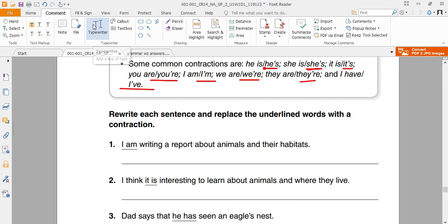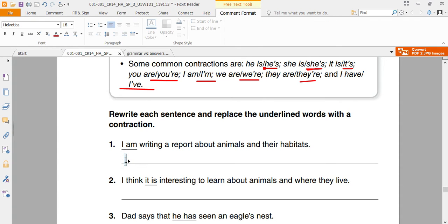I am writing a report about animals and their habitats. I am, how do we make it a contraction? You write I, skip the A, excellent. Put an apostrophe, then write M. Now it is I'm writing.